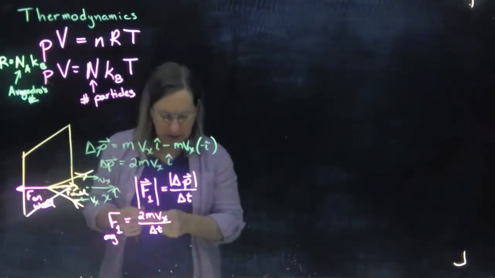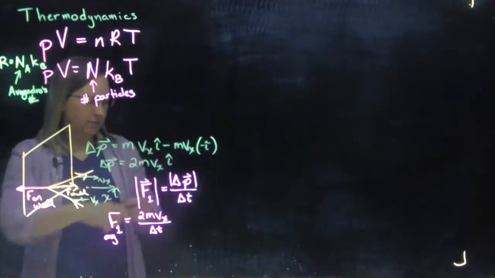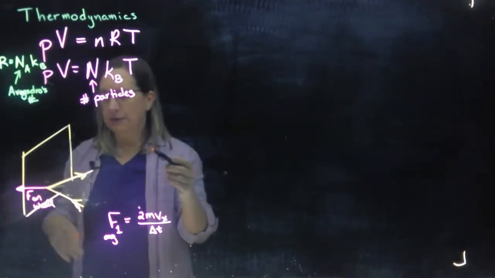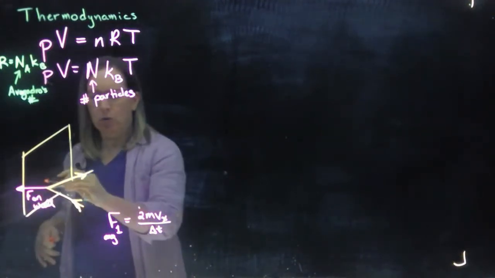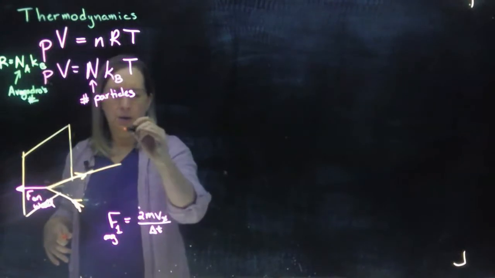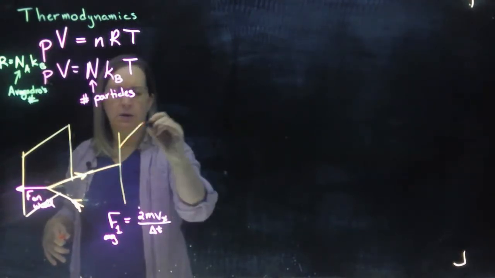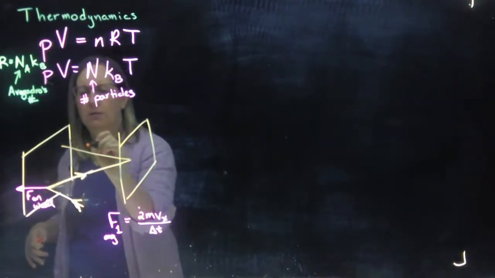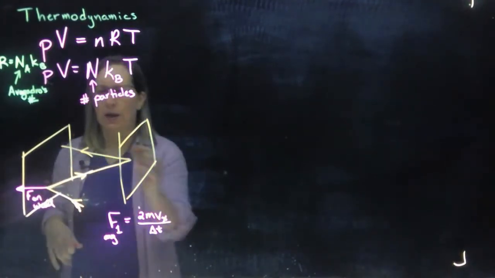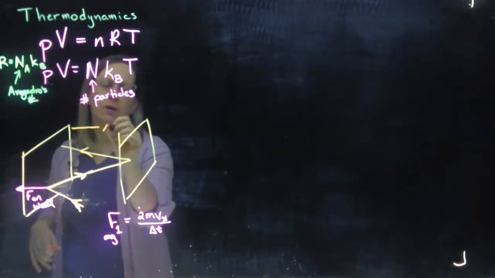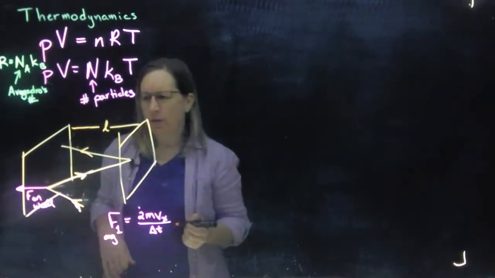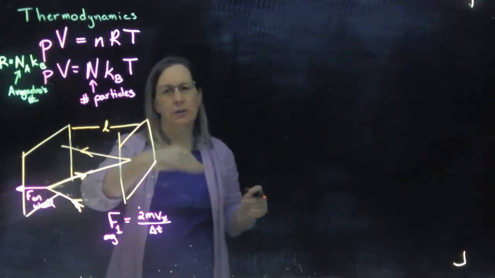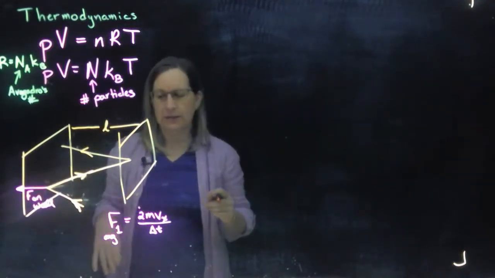If we look at the time it takes to bounce, this particle comes in, comes back out, hits the other side, here's the other wall, hits that, comes back out, and eventually hits this wall again. If these walls are separated by a distance L, then if we know how fast it's going in the x direction, that's going to tell us how long it takes to get through L.